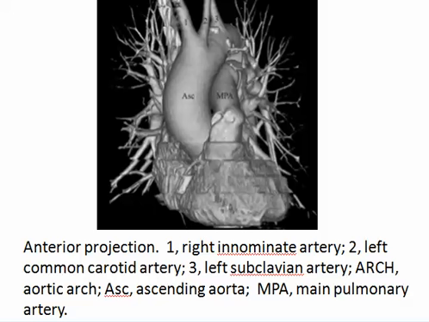This is an anterior projection for the heart. You can see the ascending aorta, the main pulmonary artery, and number 1 is the right innominate, number 2 is the left common carotid, and number 3 is the left subclavian artery.